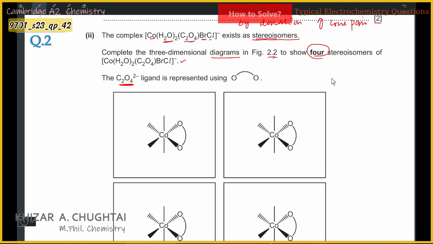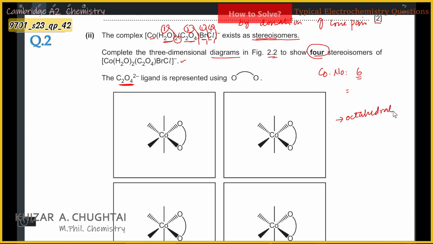First of all, I'm going to see its coordination number. The coordination number is equal to 6. Oxalate is a bidentate ligand, 1 into 2, and the others are monodentate, 1, 1. So 2 plus 2 plus 1 plus 1, a total of 6 dative bonds are there, so its coordination number is 6. Its geometry, as it is shown over here as well, is octahedral.